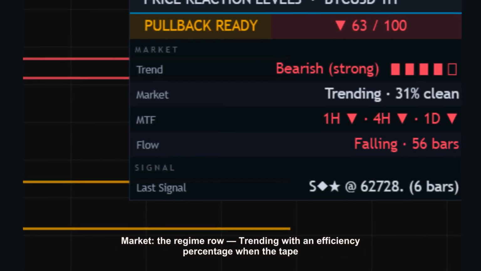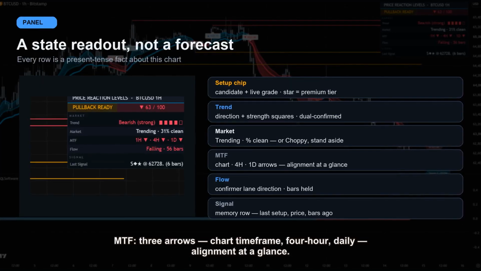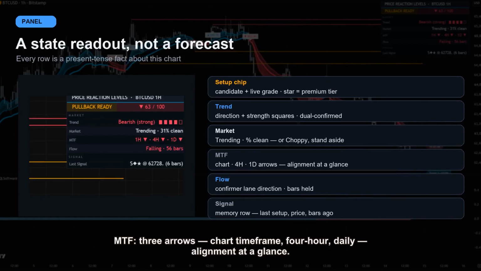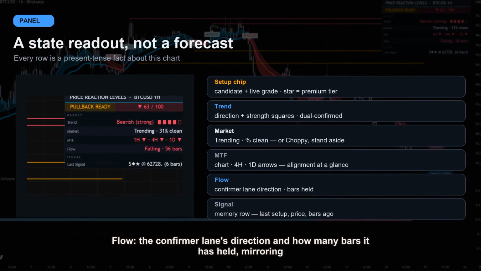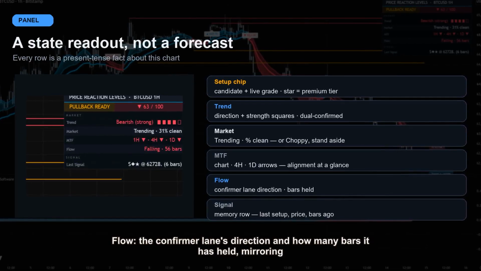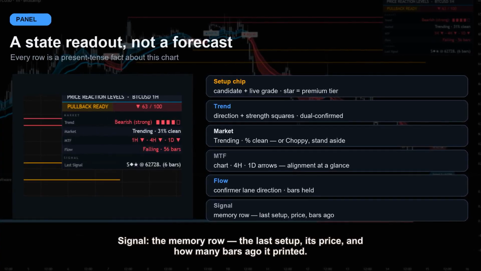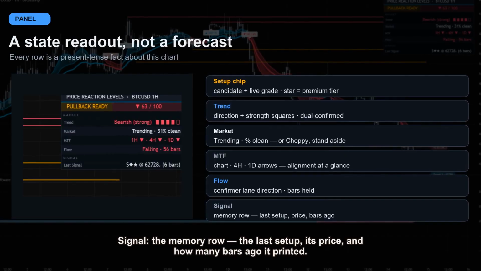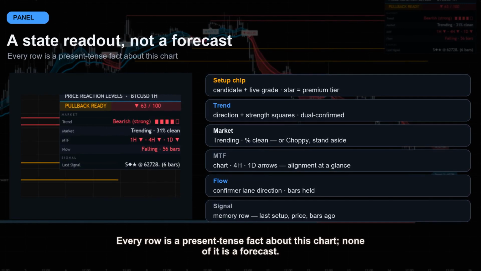Market, the regime row, trending with an efficiency percentage when the tape is clean or choppy, stand aside when it is not. MTF, 3 arrows, chart time frame, 4-hour, daily, alignment at a glance. Flow, the confirmer lane's direction and how many bars it has held, mirroring the colored lane under the chart. Signal, the memory row, the last setup, its price, and how many bars ago it printed.